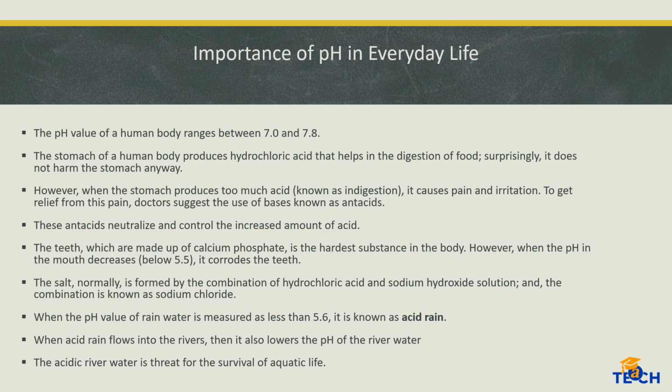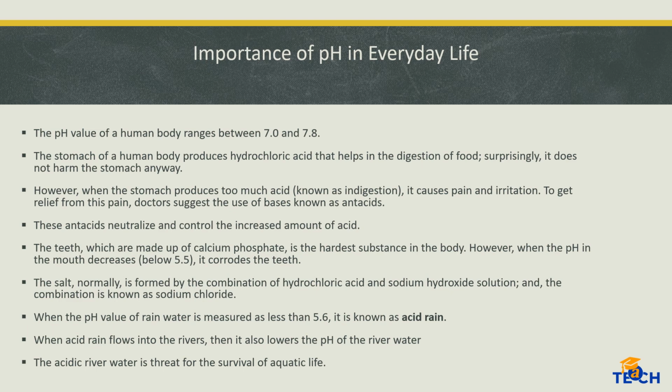The importance of pH in everyday life. The pH value of a human body ranges between 7.0 and 7.8. The stomach of a human body produces hydrochloric acid that helps in the digestion of food. Surprisingly, it does not harm the stomach in any way. However, when the stomach produces too much acid, known as indigestion, it causes pain and irritation. To get relief from this pain, doctors suggest the use of bases known as antacids. These antacids neutralize and control the increased amount of acid.